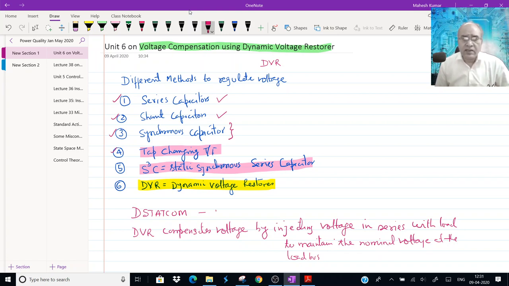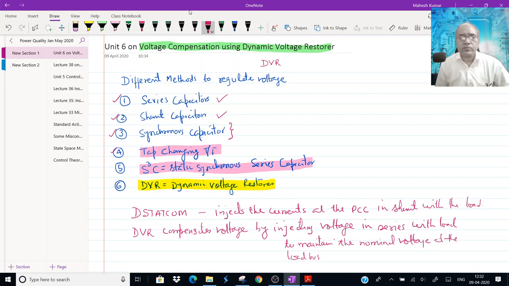And the DSTATCOM injects the current at the point of common coupling, the PCC, in shunt with the load. So they perform dual functions: the DSTATCOM does it for current and the DVR does it for voltage. More or less the concepts involved are the same. First we have to find the reference value of the voltages which need to be injected, and second how we can realize them in a power circuit by employing a power electronic device.